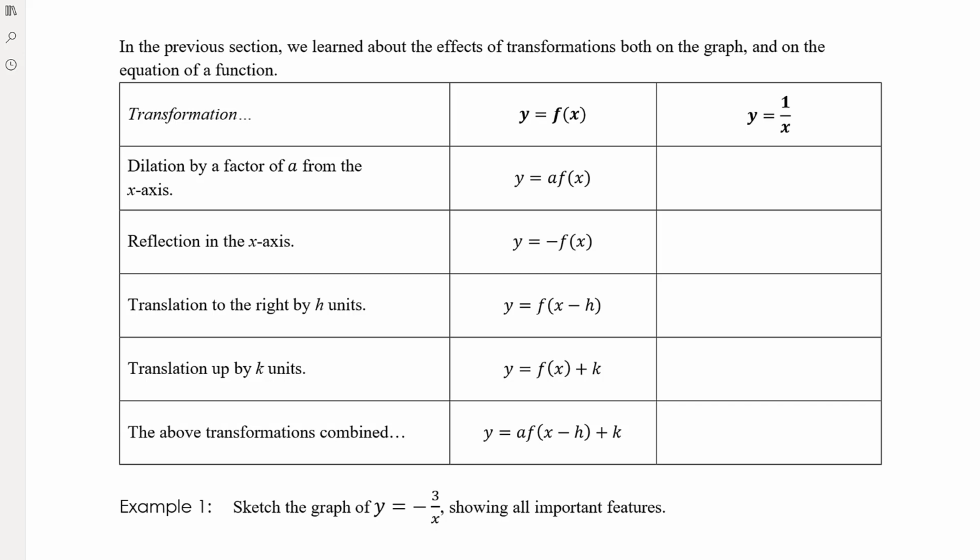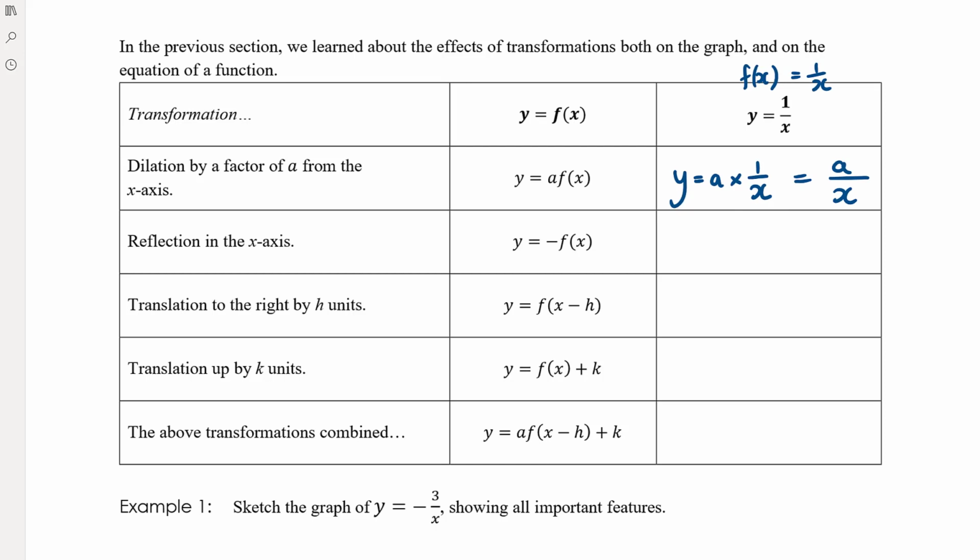We know that when we dilate by a factor of a from the x-axis, we take our function f of x and we multiply it by a. So in this case, f of x is 1 over x. We're looking at that special case. So we're going to get a times f of x, a times 1 over x, which we know we can write as a over x. So dilation of the hyperbola by a factor of a from the x-axis would, in the equation, look like y equals a over x.